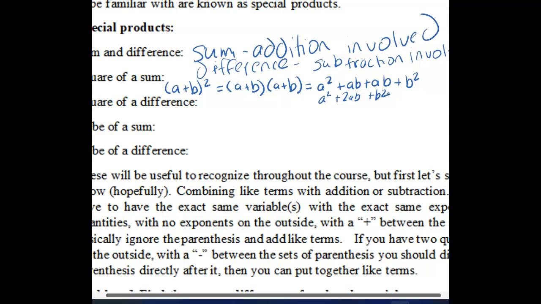Alright, that square of a sum follows that pattern every single time, so it's kind of helpful to not have to go through both of these steps. I can just go from here to here. Alright, just like square of a difference.